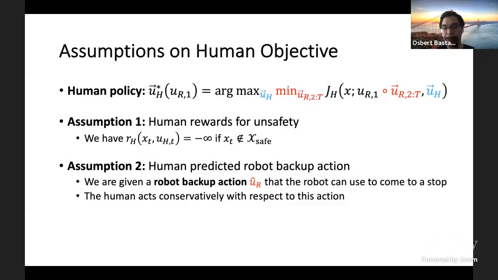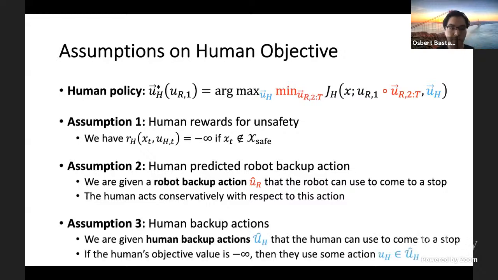And just as a very simple example, the robot backup action might be to basically apply the brakes and gradually come to a stop. So you wouldn't want it to be slamming the brakes, because humans often don't anticipate another agent slamming the brakes, but at least if they brake gradually, the human should be able to anticipate and respond to that. So that's a canonical example of a good robot backup action.